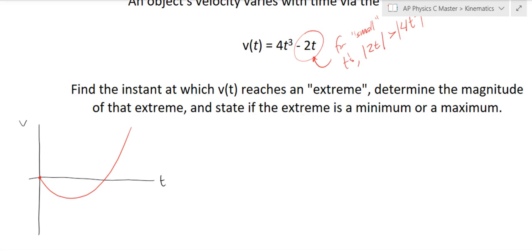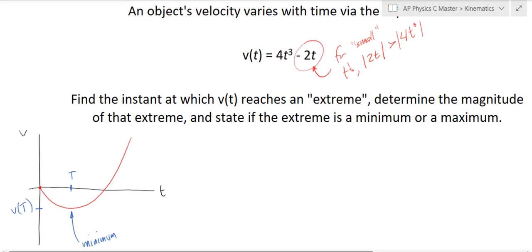Okay, and so this place right here, we know this is the extreme, and this is a minimum. It's what we call a local minimum. Minimum meaning v has reached not the smallest magnitude, but the most negative value. Okay? So we want to find when this is, what is this instant? We want to find capital T, and then we want to find the velocity v at time T. We want to find its magnitude.